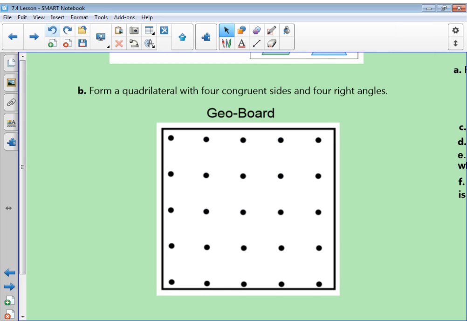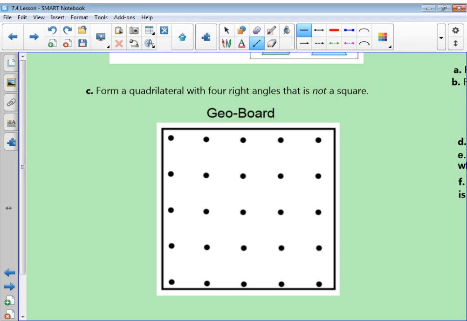All right, let's go ahead and try another one. Form a quadrilateral with four right angles that is not a square. So four right angles that's not a square. So I have to have right angles. So maybe like this, a rectangle. There's still four right angles, but it's not a square because we have two sides that are longer than the others.